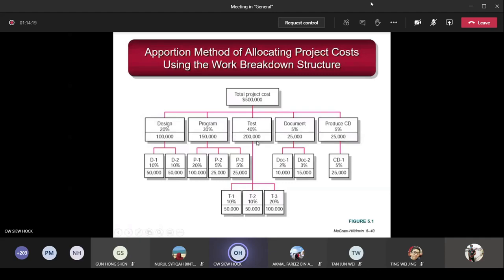So test, you divide it into 40% of the total cost, which is 200,000. Your T1 is 10%. Don't go and multiply 10% of the 200,000. You have to multiply 10% of the total project cost. Same thing with T2, also 10% of the total project cost, and T3, 20% of the total project cost. You understand? So make sure you don't multiply the percentage with just the level above. It's an incorrect answer. You should always multiply to the highest level, the total project cost. Okay, understand? So this method is called the apportion method.